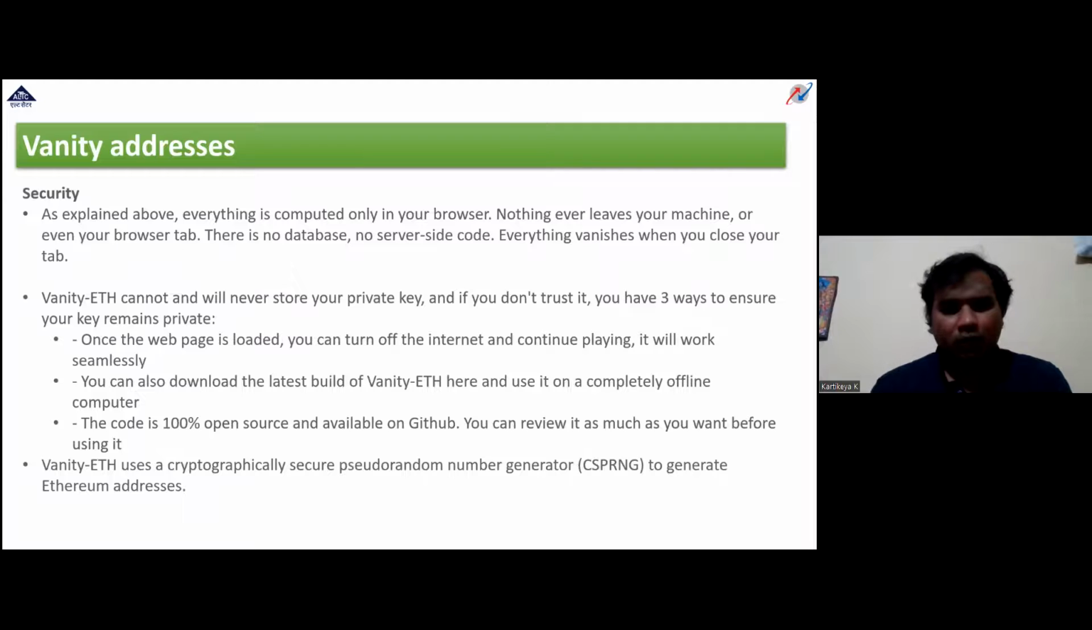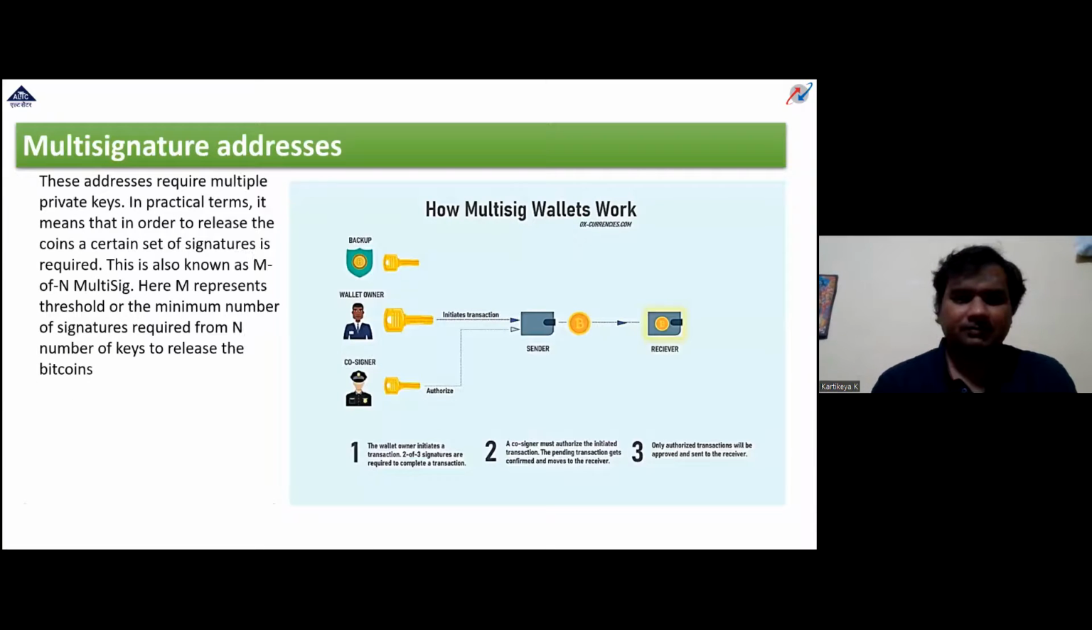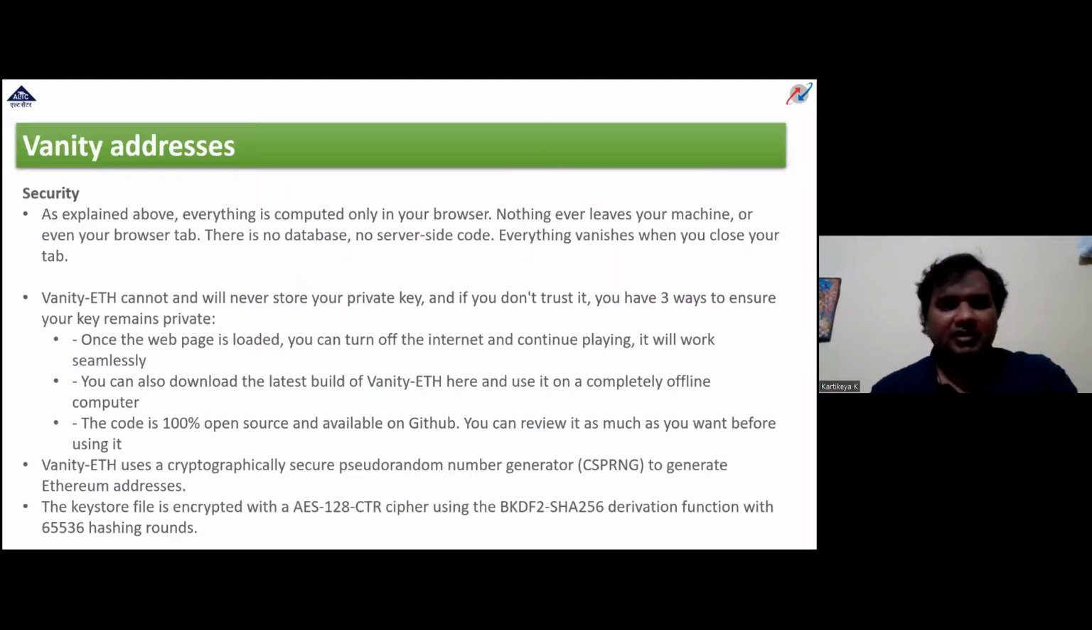Then the tool uses a cryptographically secure pseudo random number generator to generate Ethereum addresses. Basically, Ethereum is another type of cryptocurrency. Bitcoin is the most famous cryptocurrency, right? Ethereum is the next best to Bitcoin. The keystore file is encrypted with AES, which means Advanced Encryption Standard, 128 CTR cipher, using the PBKDF2 SHA-256 derivation function with 65,536 hashing rounds. And here we have only a single address.